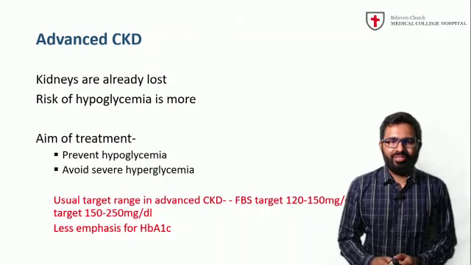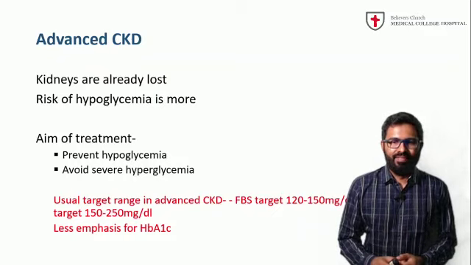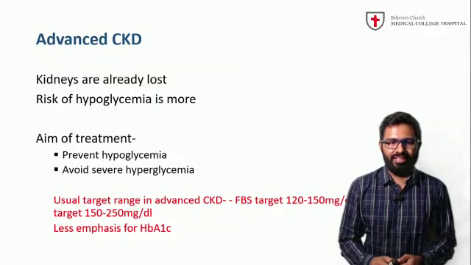Usual target which we like for advanced CKD patients are FBS of 120 to 150 milligram per deciliter, post-meal target of 150 to 250 milligram per deciliter. We give less emphasis for HbA1c in advanced CKD.